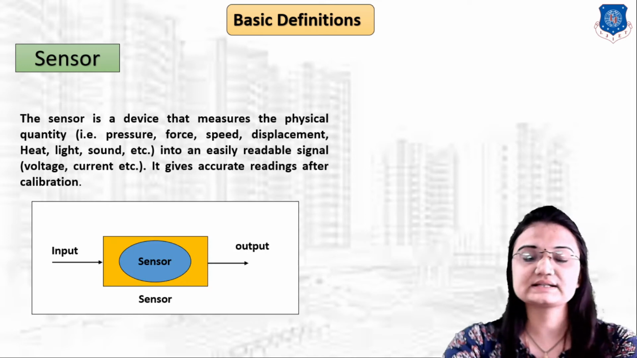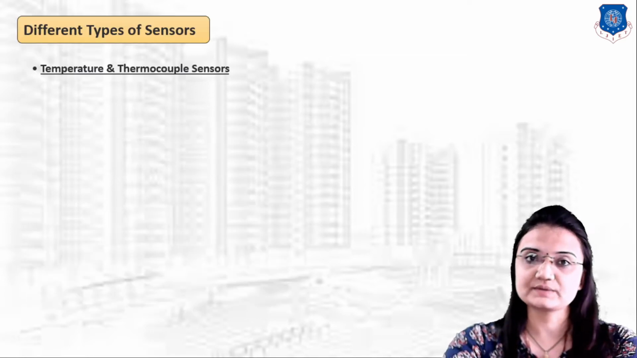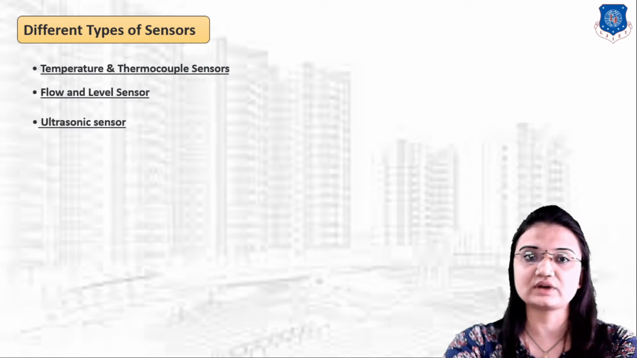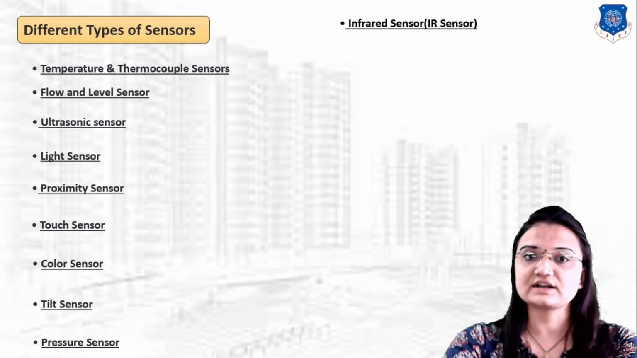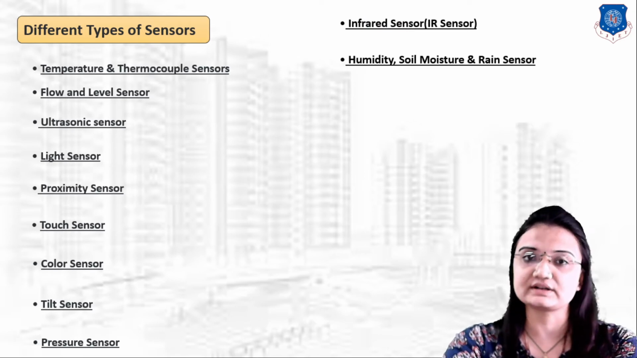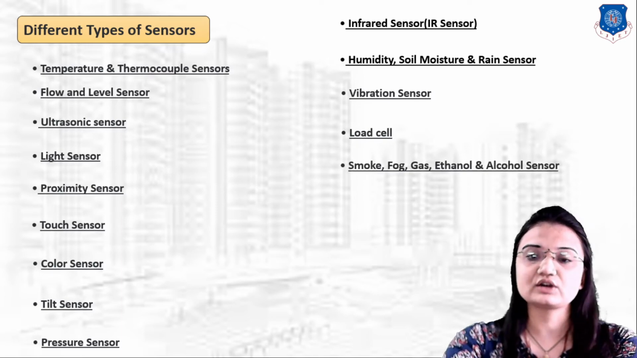Here you can clearly see the block diagram of the sensor. The input of the sensor is the physical quantity which we are going to measure, such as pressure, temperature, displacement and force, and the output signal is sent to the electronic device. Now let us understand the types of sensors: temperature sensor, flow and level sensor, ultrasonic sensor, light sensor, proximity sensor, touch sensor, color sensor, tilt sensor, pressure sensor, infrared sensor, humidity, soil moisture and rain sensor, vibration sensor, load cell, and smoke, fog, gas, ethanol and alcohol sensor. These types of sensors are available.